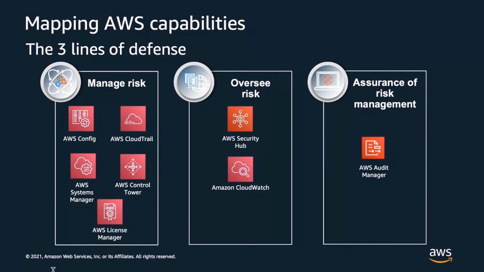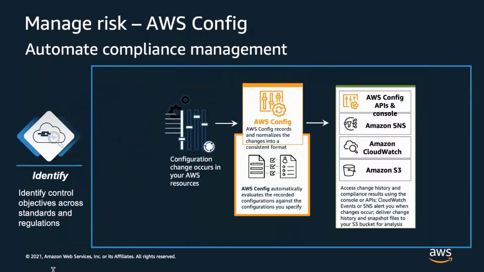In the second line, oversee risks, we have AWS Security Hub and Amazon CloudWatch. This helps customers to gain a comprehensive overview of operational health and security posture across their AWS accounts. And lastly, we have assurance of risk and management. We have AWS Audit Manager. This helps customers to assess their controls for security, change management, software licensing, and business continuity.